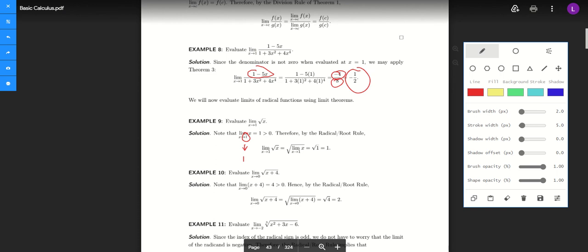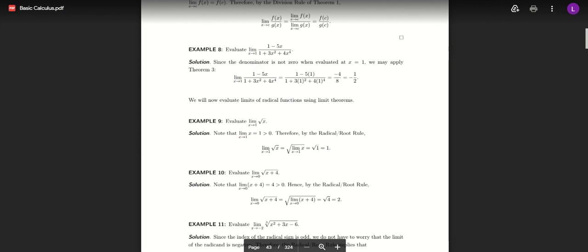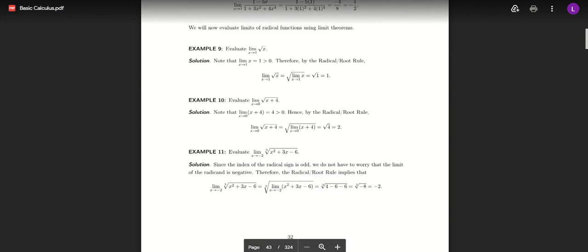So take note, when what's given to us is a radical function, do not mind the radical yet. So think as if you just have to get the limit of the x, the one inside the square root, applying the radical or root rule. The limit of x as x approaches 1 is just 1. And then that's the time that you get the square root of its limit. Square root of 1 is 1. So that's the answer. Okay, let's proceed to example 10.